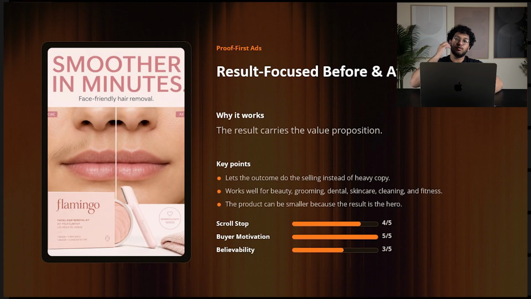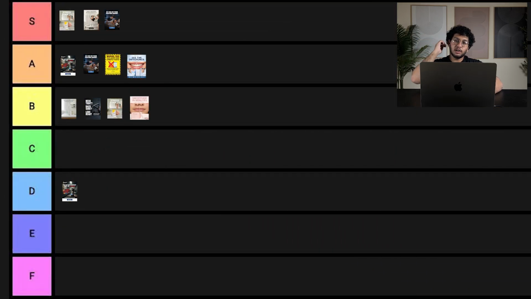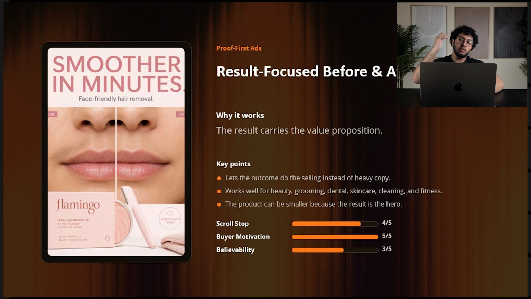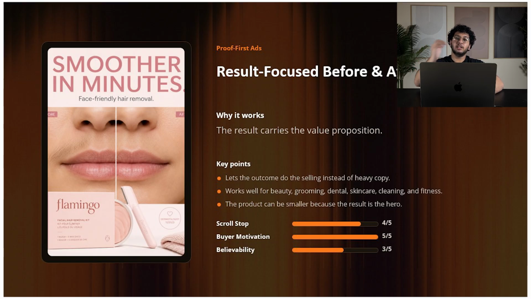Next is the result focused before and after. This one has to go to B tier. It can work really well when the result is obvious, like hair removal, whitening, cleaning, or skincare, but it depends almost entirely on the visual. If the viewer does not believe the result, there isn't much else carrying the ad.